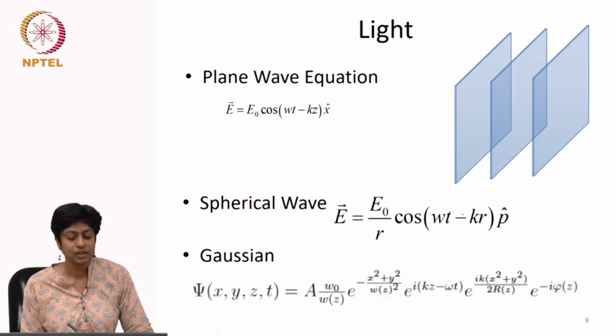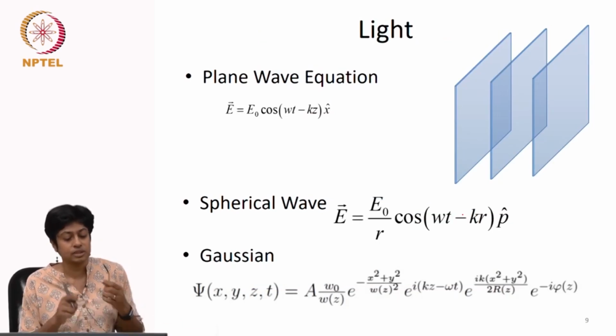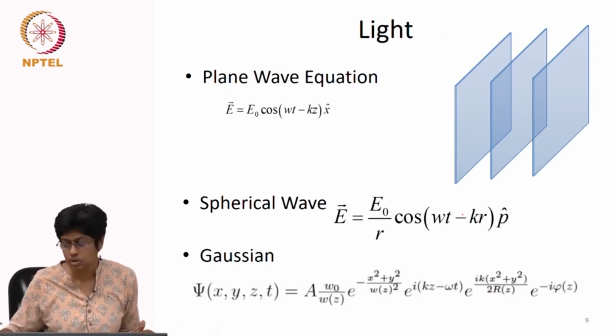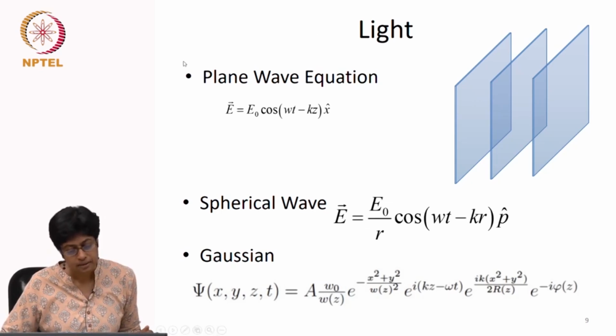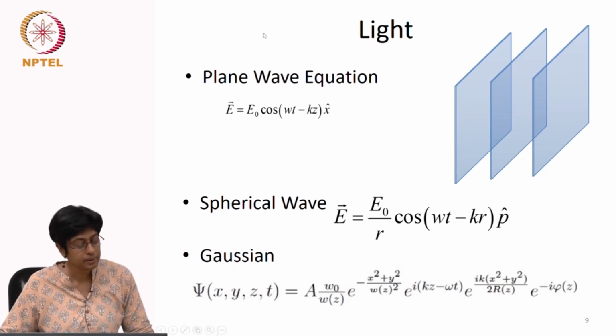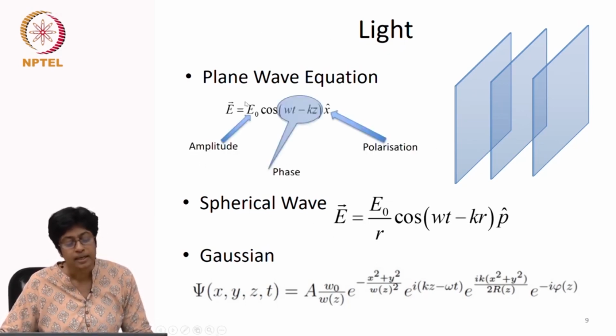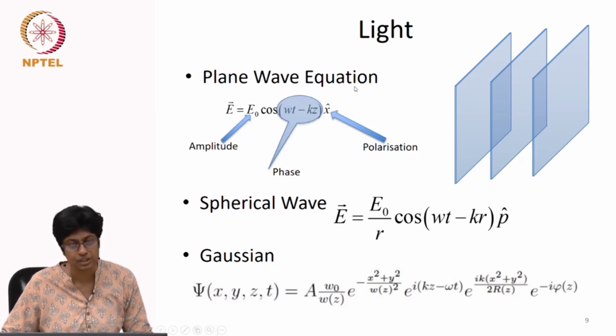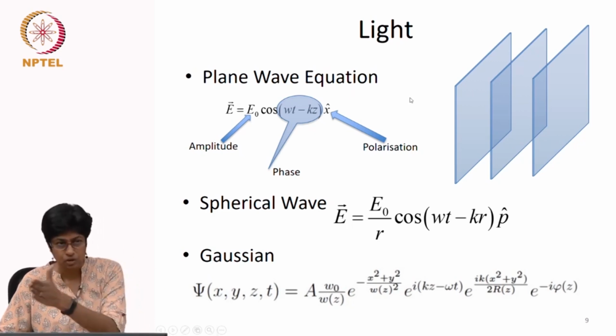Now, just to remind you, a small recap. In this course, we looked at light. When we went to the wave theory, we said you can consider it to be a plane wave, a spherical wave, a Gaussian. In all cases, it meant you were talking about an amplitude, a phase, and a polarization. And what is indicated in the figure here is the phase fronts of a plane wave.